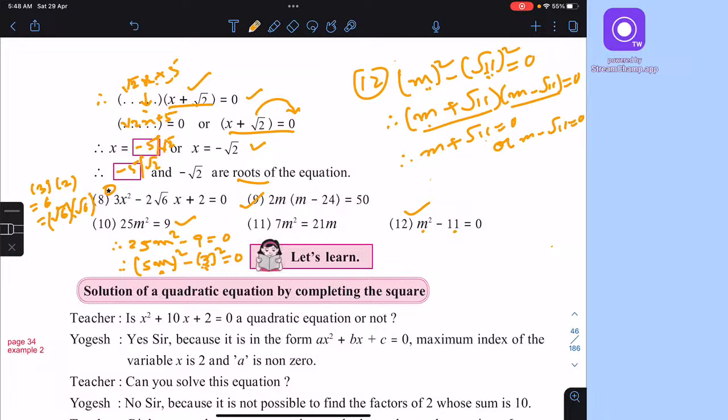Now we want the value of m. So root 11 is to be transposed to the right hand side. m is equal to minus root 11. And here this minus root 11 will go to the right hand side as plus, so or m is equal to root 11. So the roots are minus root 11 and plus root 11.